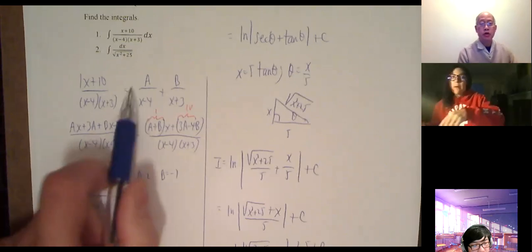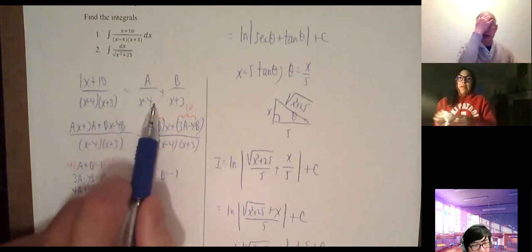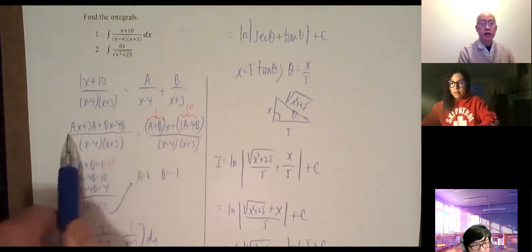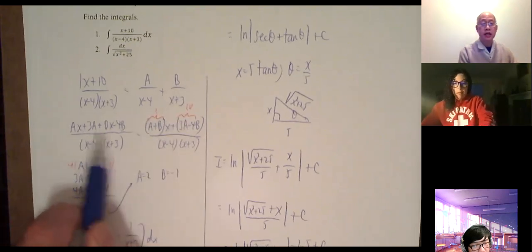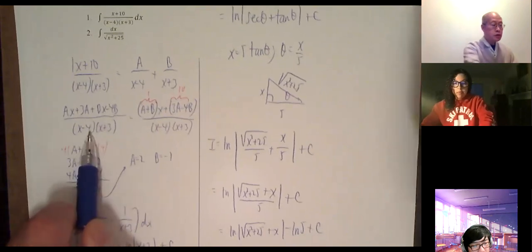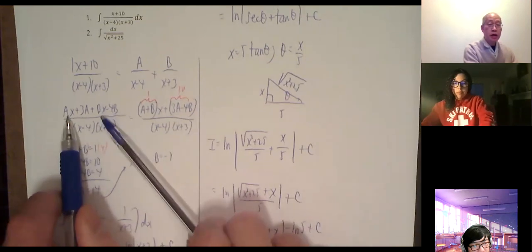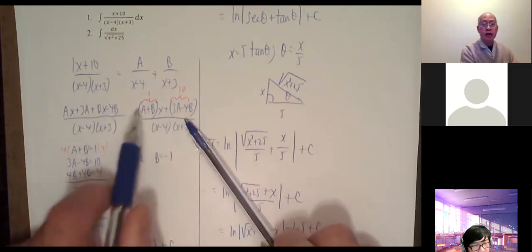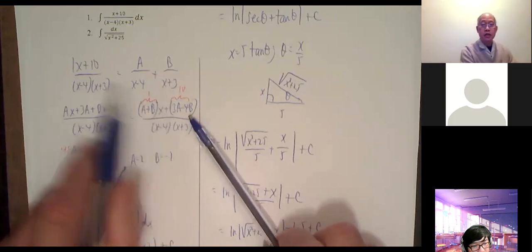Get a common denominator, multiply this side by x plus 3 over x plus 3, this side by x minus 4 over x minus 4. Get ax plus 3a plus bx minus 4b over x minus 4 times x plus 3. Put these together as (a plus b)x plus (3a minus 4b). This has to equal 1, and this has to equal 10.